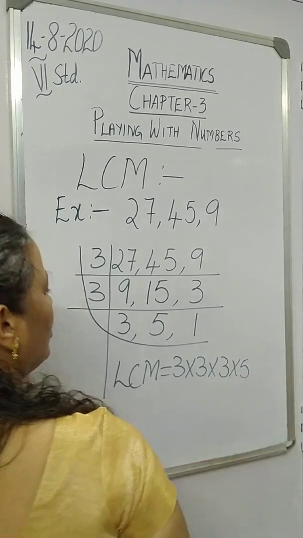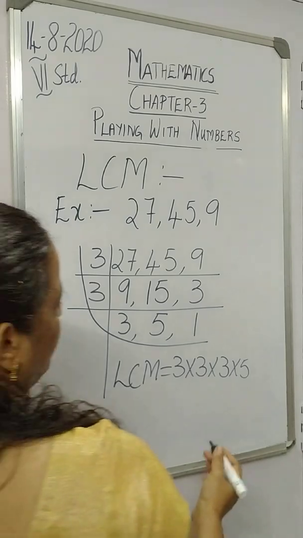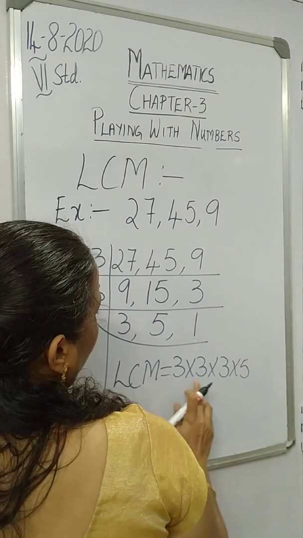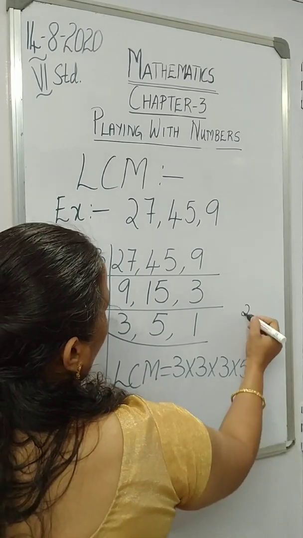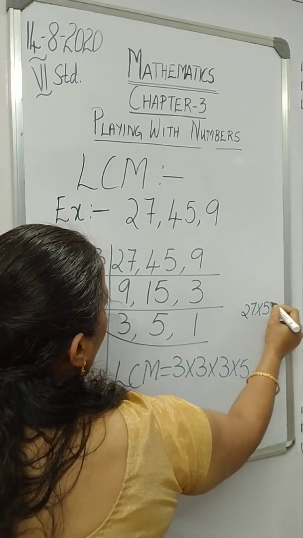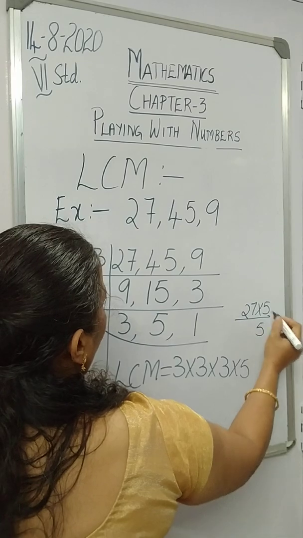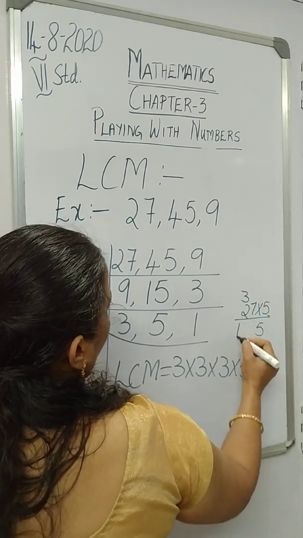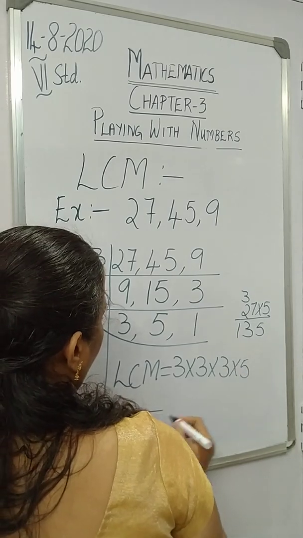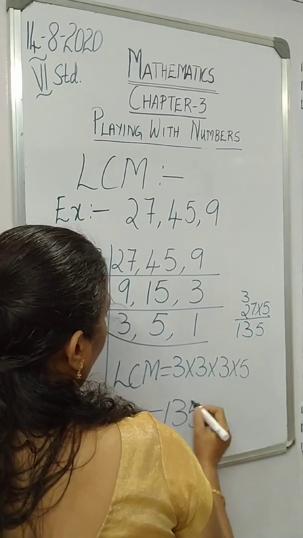Should I multiply by 1? If you multiply or not, you get the same answer. So, I am not multiplying it. 3 3s are 9, 9 3s are 27, 27 into 5. Multiply and get the answer. 7 5s are 35, 3 here, 5 2s are 10, plus 3, 13. So, the answer is, LCM is 135.